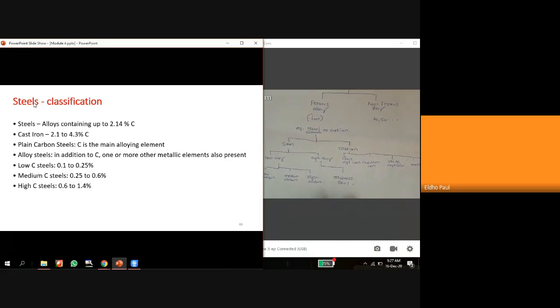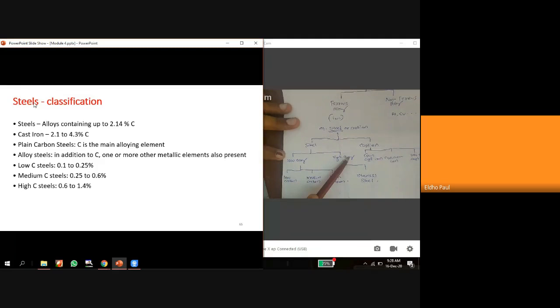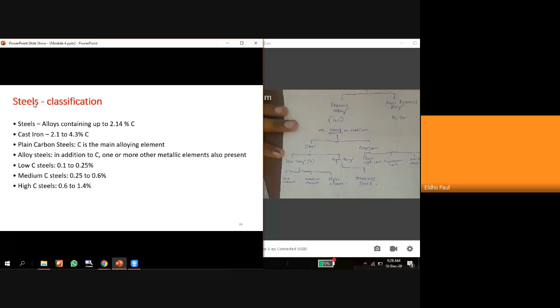Initially it is classified into steel and cast iron. Steel is again classified into two types, low alloy and high alloy steel. In low alloy steel, the main alloy element is carbon. In high alloy steel, other than carbon, we add different alloy elements like chromium, molybdenum, etc. into the steel. In low alloy steel, based on the carbon concentration, we again divide into three: low carbon steel, medium carbon steel, and high carbon steel.